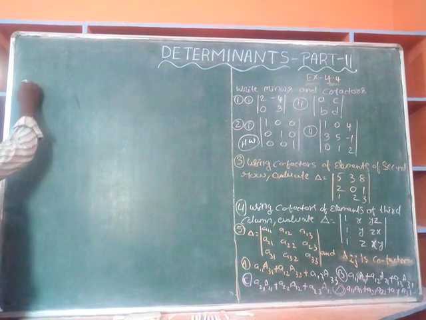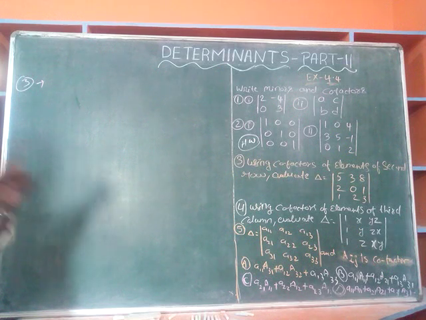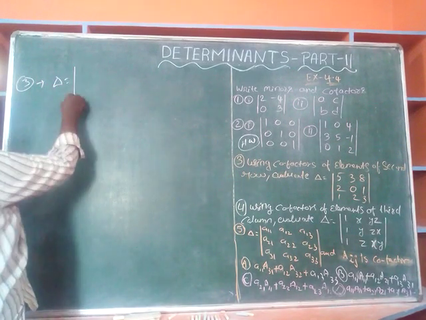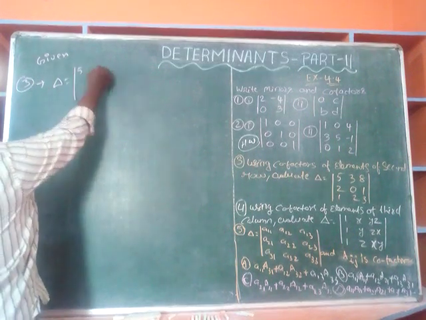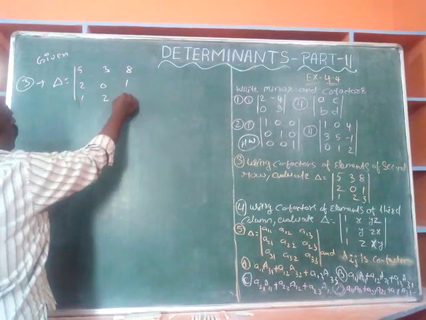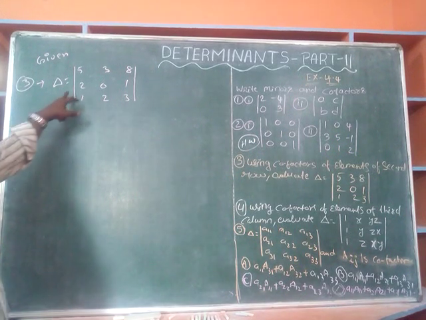Next, the third one. Using the cofactors of the elements of the second row, we are asked to find the cofactors related with the second row, and then we have to evaluate the value of a determinant. We are given delta is equal to the determinant 5 3 8, 2 0 1, 1 2 3. And we are asked for expansion in the second row.